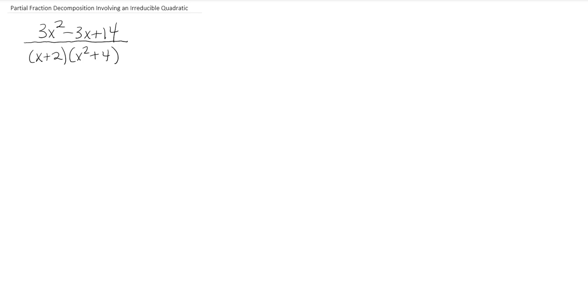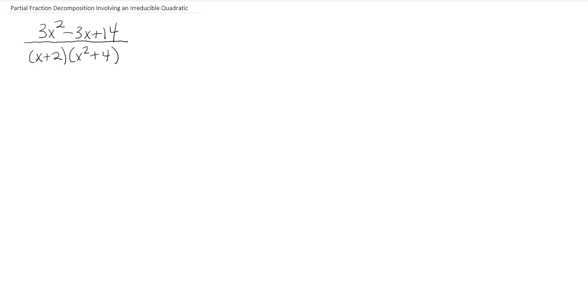Let's perform a partial fraction decomposition on this rational function. The first thing we want to do is check the degree of the numerator. It is 2, and the degree of the denominator is 3. The degree of the numerator is less than the degree of the denominator, so it's okay to perform partial fraction decomposition.